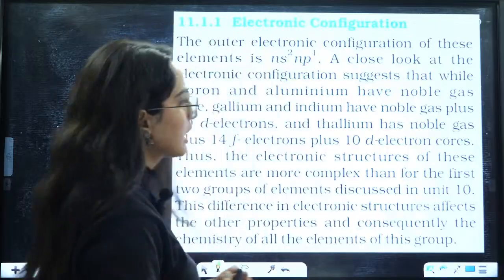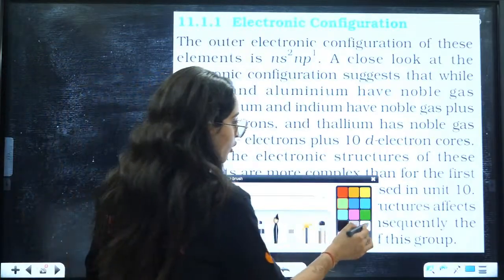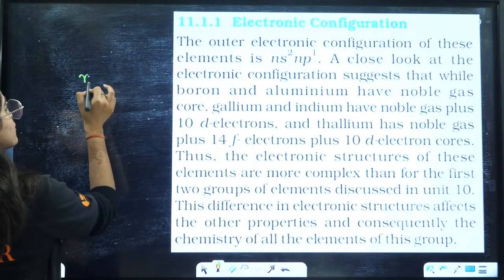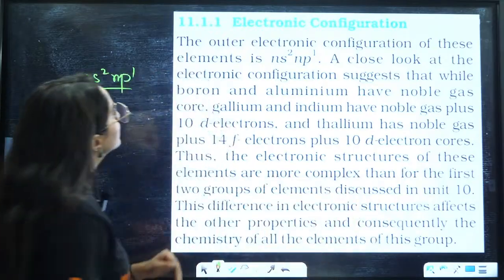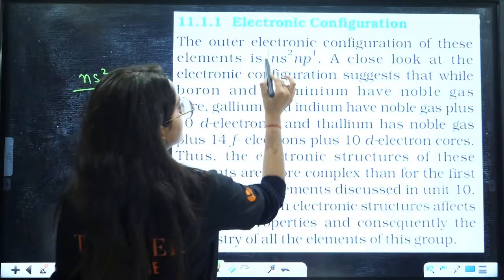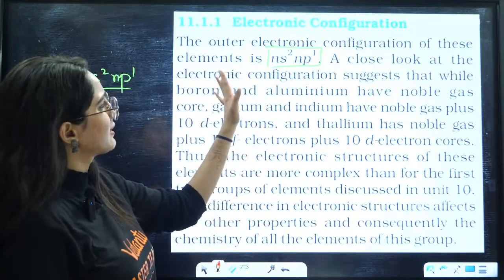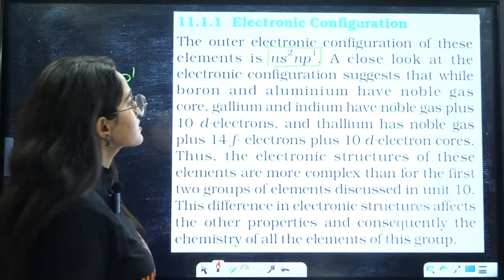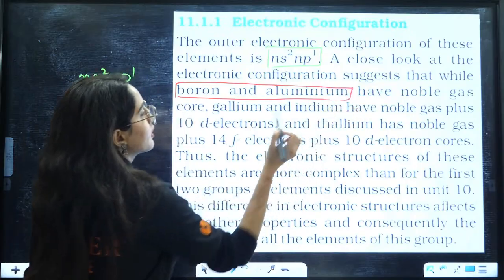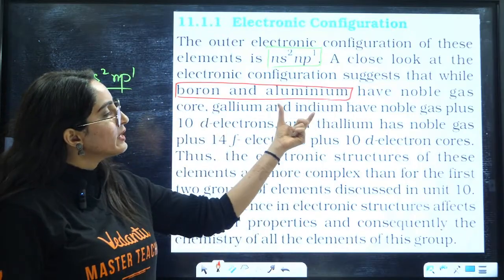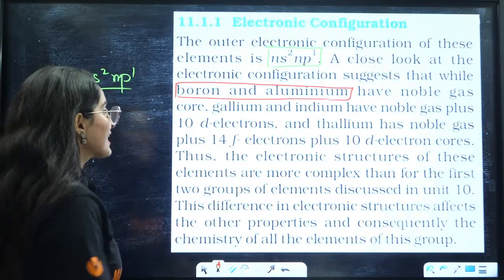Audible, no? Yes. Now, next is electronic configuration. So, as you can see, the electronic configuration will be ns2, generally ns2 np1. That is going to be the electronic configuration here. The outer electronic configuration is ns2 np1, and then we will have a close look at the electronic configuration, which suggests that while boron and aluminium have noble gas core, gallium and indium have noble gas plus d electrons, right?